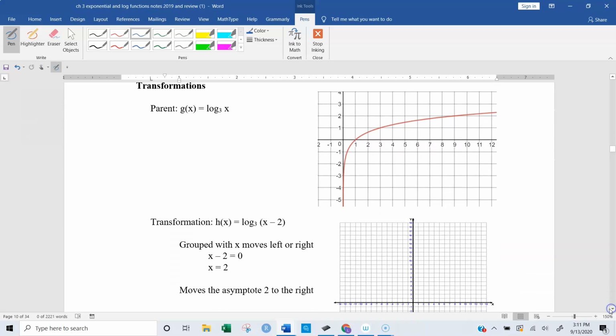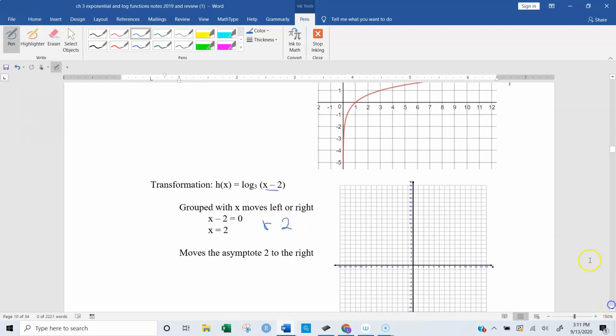Okay, let's worry about these transformations, and there's a lot of them. So log base 3 of x, this is going to be my parent graph. This is the one we are moving all the way through. So remember, x minus 2 moves it left or right. It's always opposite, so this one here is going to go right 2. So the first thing we're going to do is move our asymptote from 0 to 2.